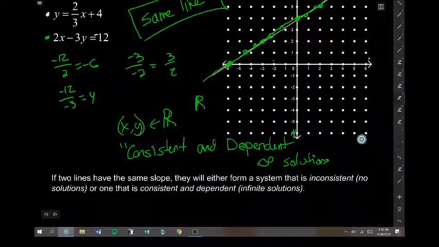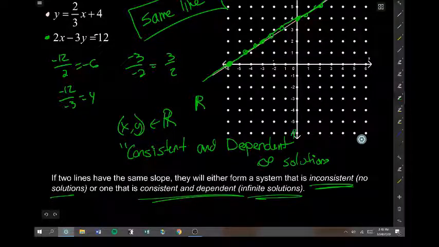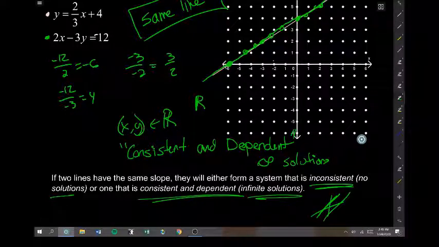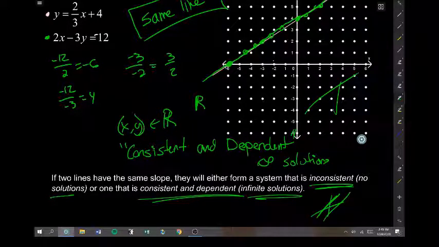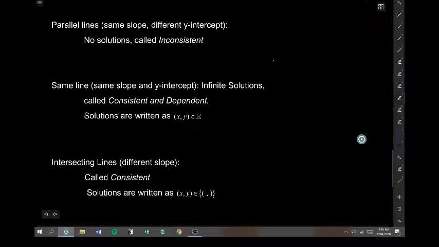If two lines have the same slope, they will either form a system that is inconsistent, meaning there's no solutions, or one that is consistent and dependent, meaning there's infinite solutions. If you have the same slope, it's either the same line twice, or it's two parallel lines. If the slopes are different, then two lines are guaranteed to cross somewhere. If slopes are different, the lines will cross somewhere. You find that solution.